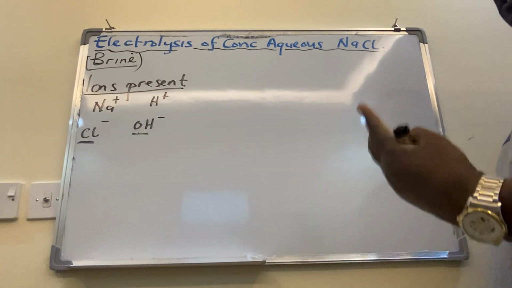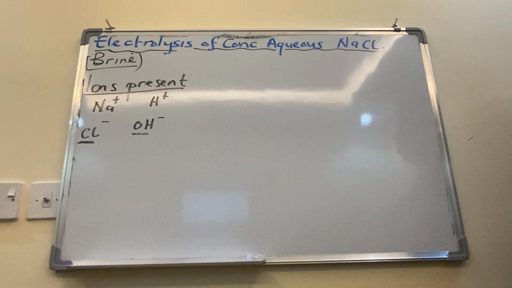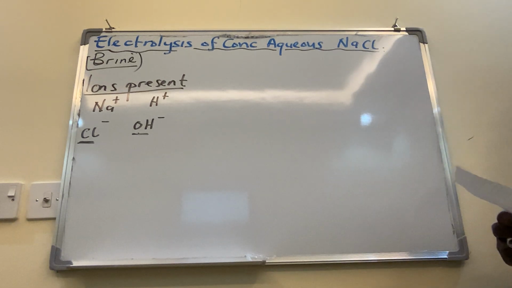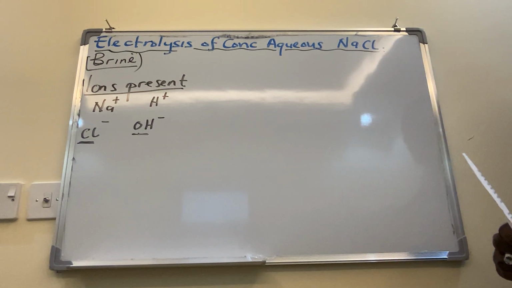But in electrolysis, we discharge only 2 because we have 2 electrodes. So we need to exercise what we call selective discharge of ions. Selective discharge of ions is affected by a number of factors, like the relative position of ions in the electrochemical series, the relative concentration of the ions, even the nature of the electrodes. Here, we are going to be using inert electrodes, those which are not going to take part in the electrolysis process, such as platinum or graphite.